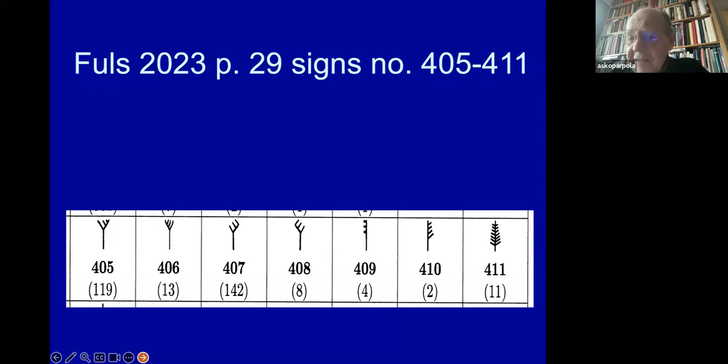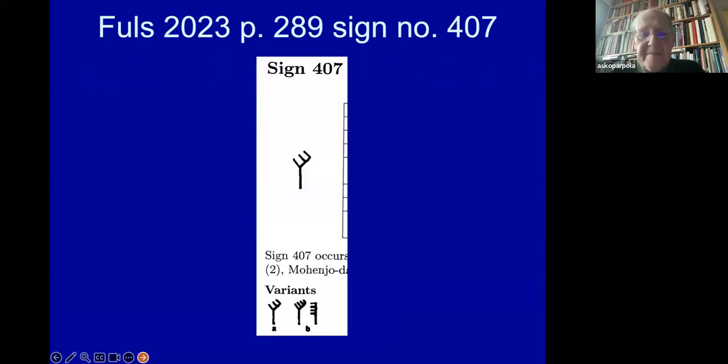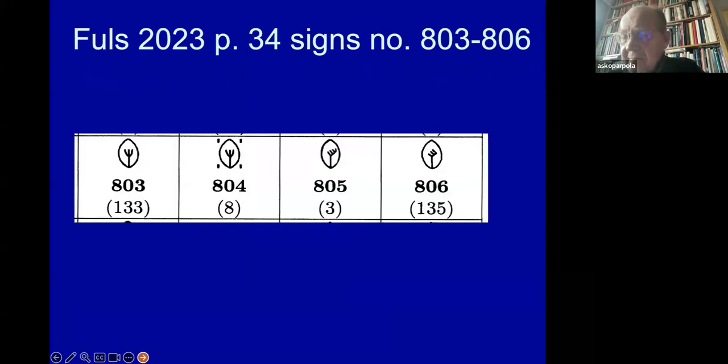Sign 407 has 3 allographs. The trident variety of the circle ligature is sign 803, while the other variant is signs 805 and 806, the latter said to have 5 allographs, one of which is identical with sign 805.